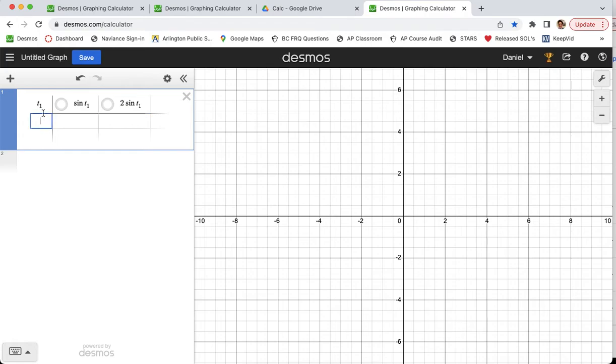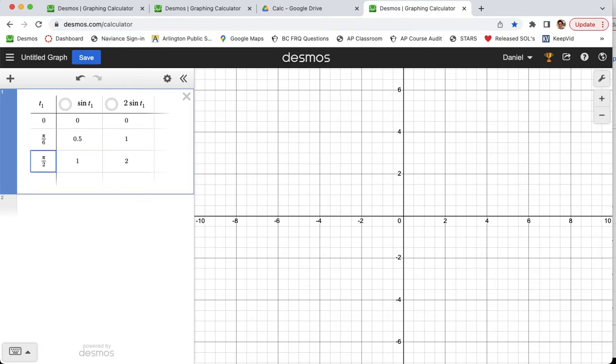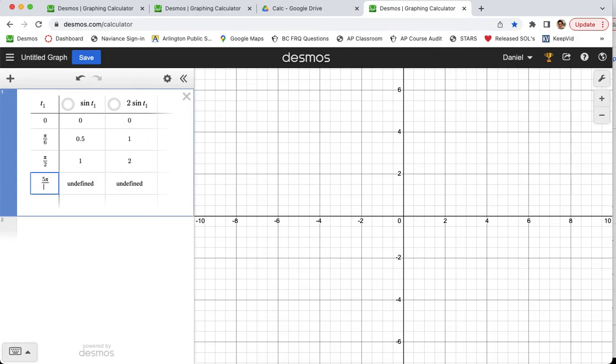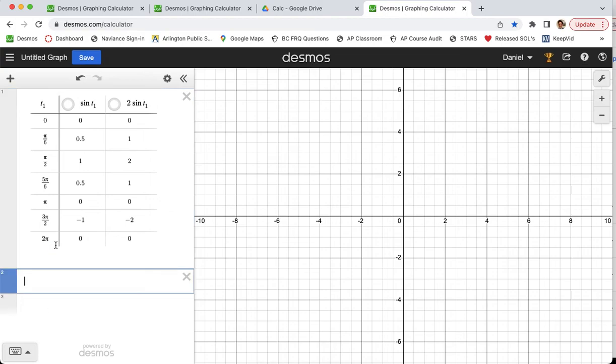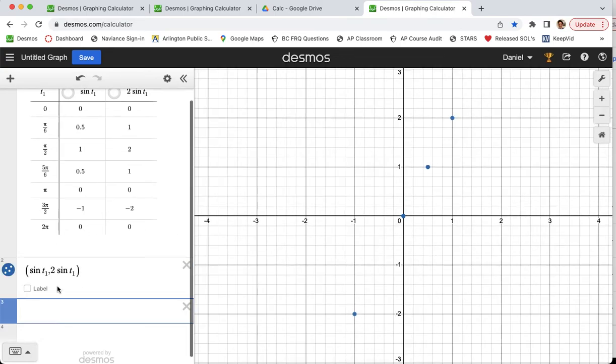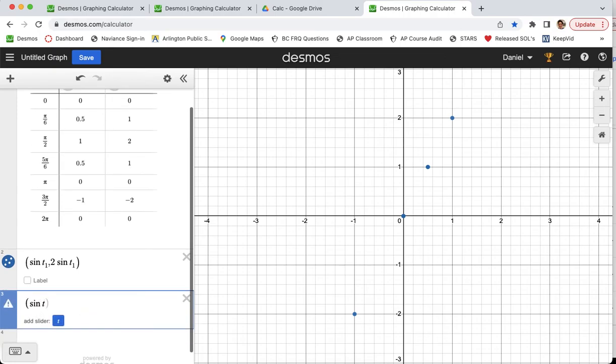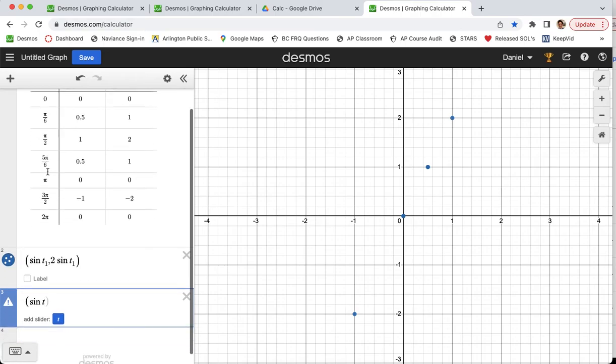And so I'll use the same t values that I had here: 0, pi over 6, pi over 2. You can see these are the same values that we made in our table before. And if I want to graph all those points, I can graph the sine of T1, comma, 2 times the sine of T1. You can see all those points that we graphed. Now if I want to see it as a line with all of the points in between, I'll do it without that T1, because the T1 in Desmos refers back to the numbers that I put in here.